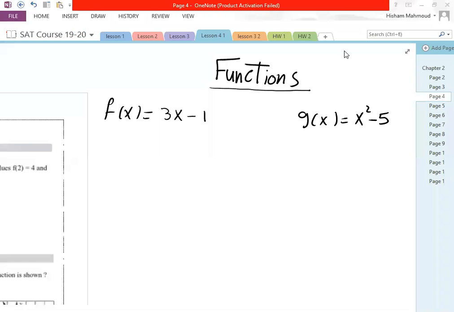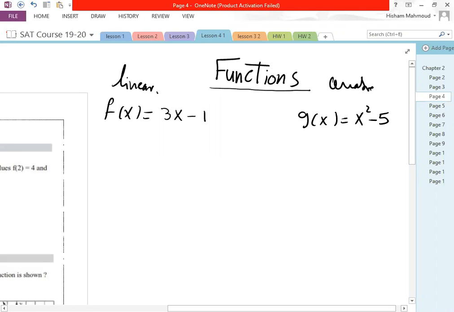Functions. Mainly the functions in the SAT are about linear functions or quadratic. We are going to study everything about the quadratic later and everything about the linear. But linear means that x to the power of 1, or y to the power of 1. We can use the letter f of x or h of x or g of x or any letter of x. This means function on x.